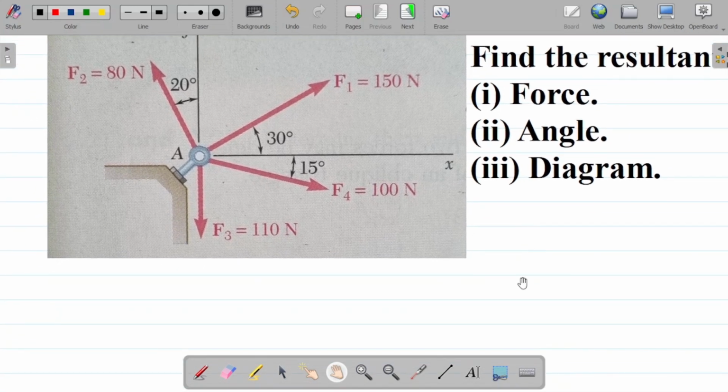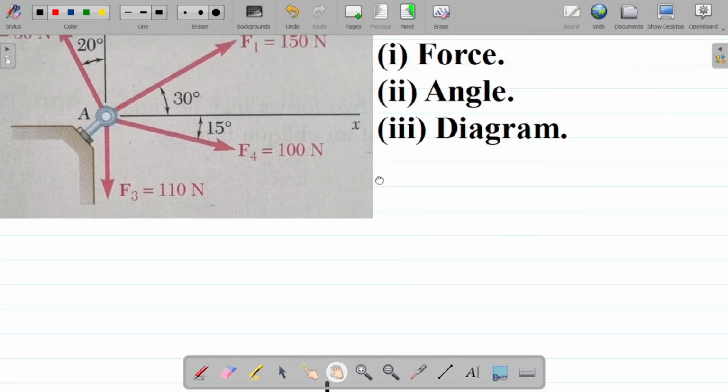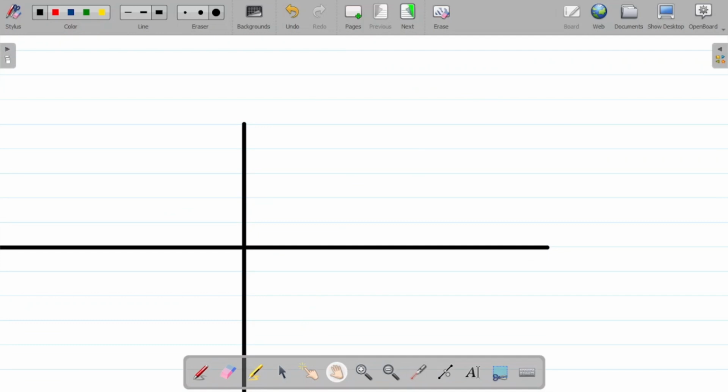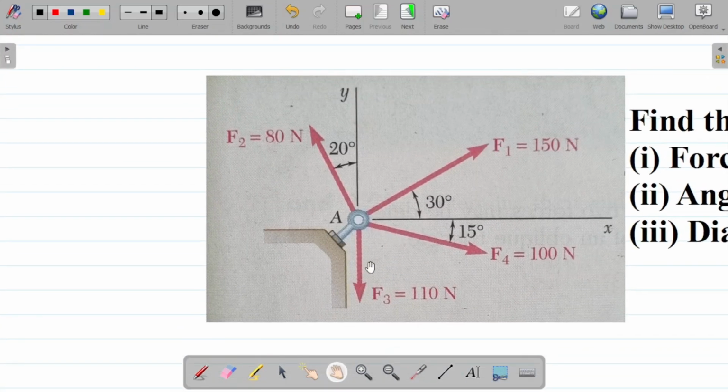First things first, as usual, let's draw the free body diagram. So my free body diagram is simply this, and of course this part here. If you look at it this way, F1 is inclined 30 degrees this way. So here you have this as F1, and the angle there is about 30 degrees. The value of F1 is about 150 Newton. So F1 equals 150 Newton.